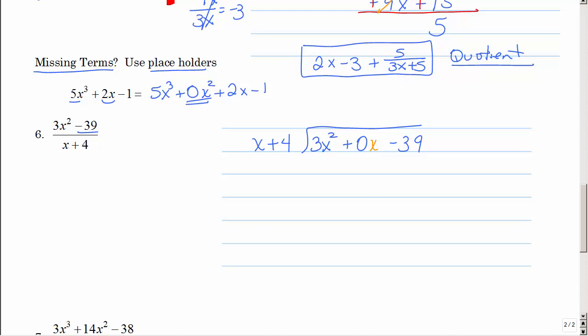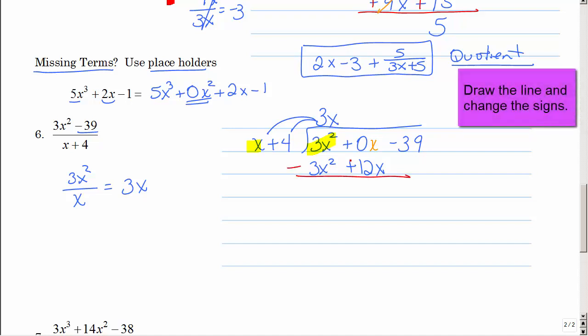Alright, so we divide. We look at those first terms. And again, if you can do that part in your head, that's great. But we're dividing 3x squared by x. That goes up here. We multiply. Now do you see why we need to have that x column? It lines everything else up. So we draw that line, change those signs, and then we add. Those go to 0, and that is minus 12x. 0, which is nothing, minus 12x is a negative 12x. Then we bring down the next term.